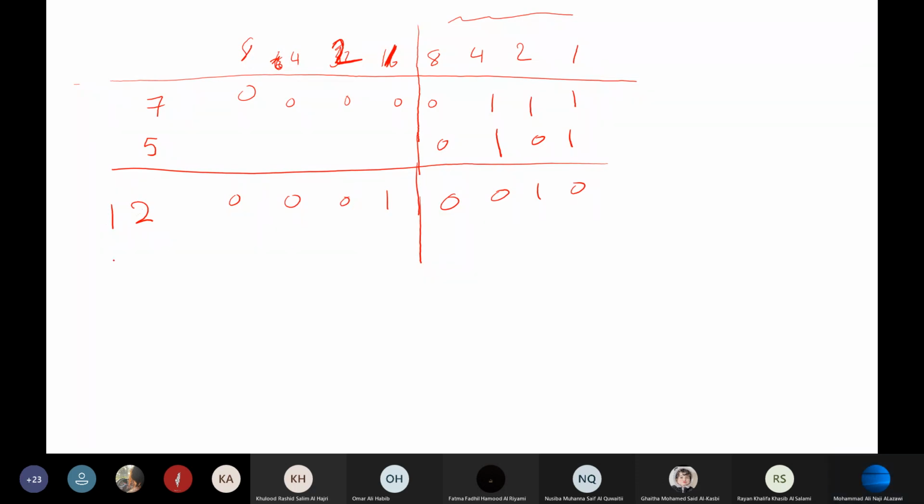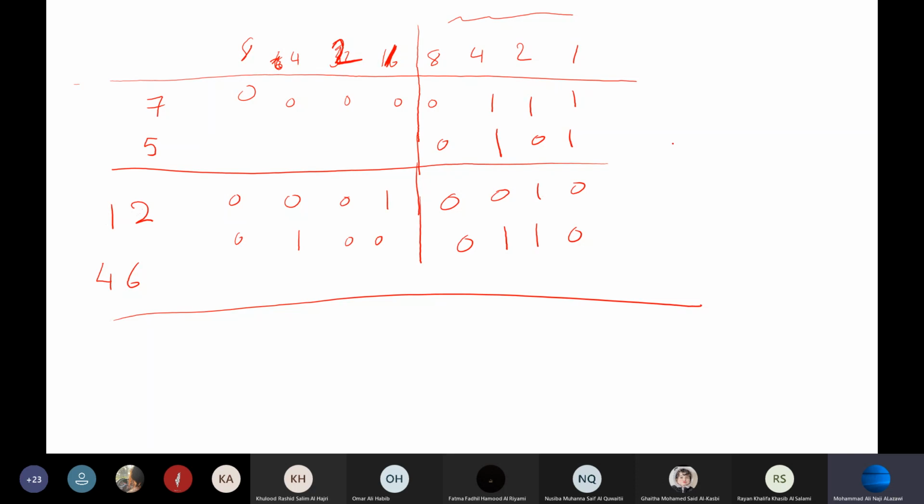Any other number? 46. I'll take 6 here. 6 can be represented as this one. Why? Because 4 plus 2. And 4 can be represented as 0, 0, 1, 0. So this is the binary representation of any number.